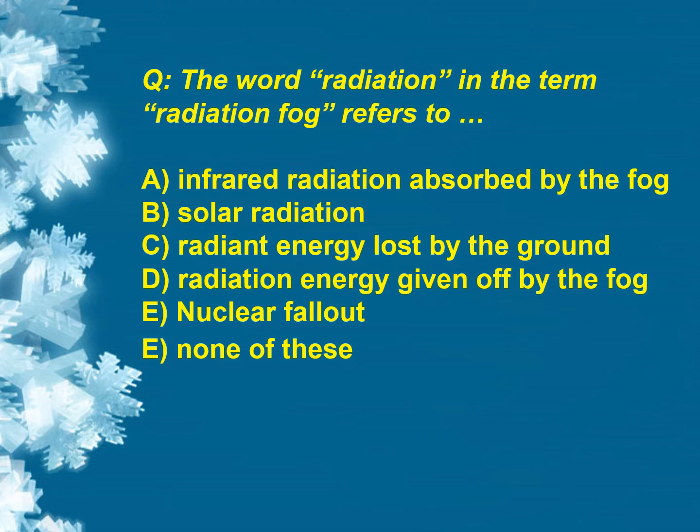Okay, question. The word radiation in the term radiation fog refers to what? Okay, is it A, infrared radiation absorbed by the fog? Is it B, solar radiation, short wavelength coming from the sun? Is it C, radiant energy lost by the ground? Is it D, radiation energy given off by the fog? Is it E, nuclear fallout? And that should say F, not another E. Or is it none of these?